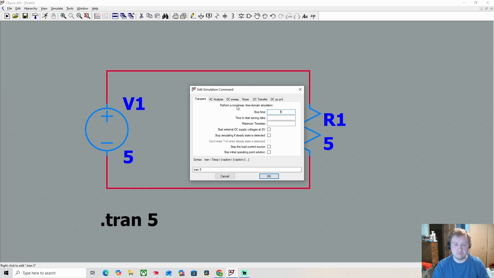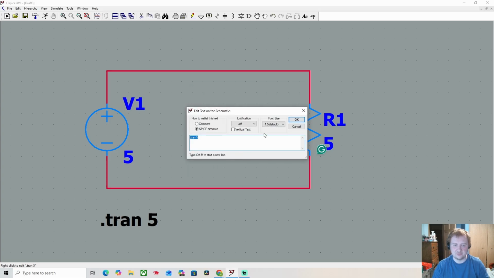Right now we can ignore the nonlinear portion of this and just focus on time domain simulation. All that this is saying is that we let this circuit run for 5 seconds based off of the parameters that we give it in the actual values. You can change different steps here, but the very basic thing that we need is a stop time. So let's just go for 5 seconds.